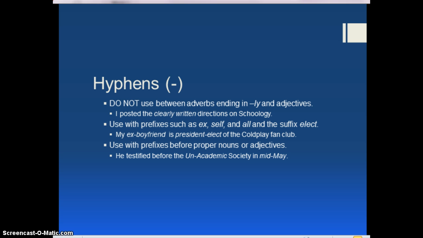And then you would use hyphens with prefixes before proper nouns or adjectives. And again, may or may not use that, but the example says he testified before the un-Academic Society in mid-May. So it's kind of going back to how you use it with ex and all and self. So with mid-May and un-academic, you would use hyphens whenever you use the prefixes mid and un.